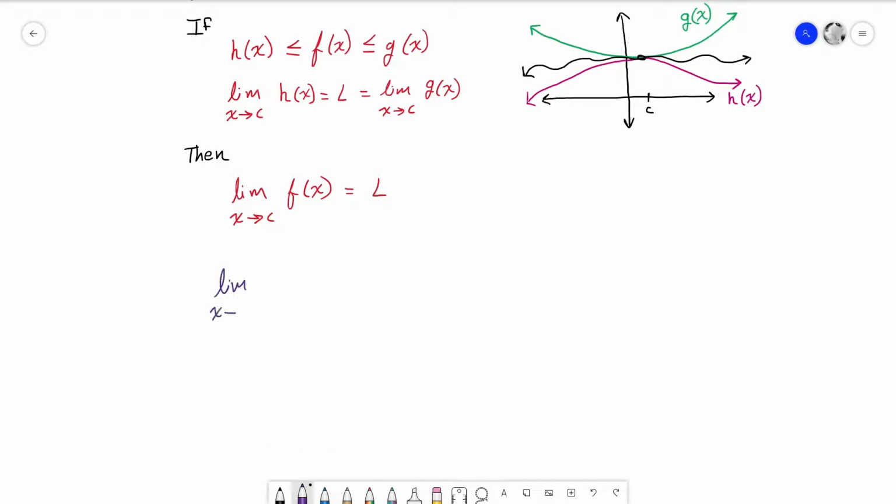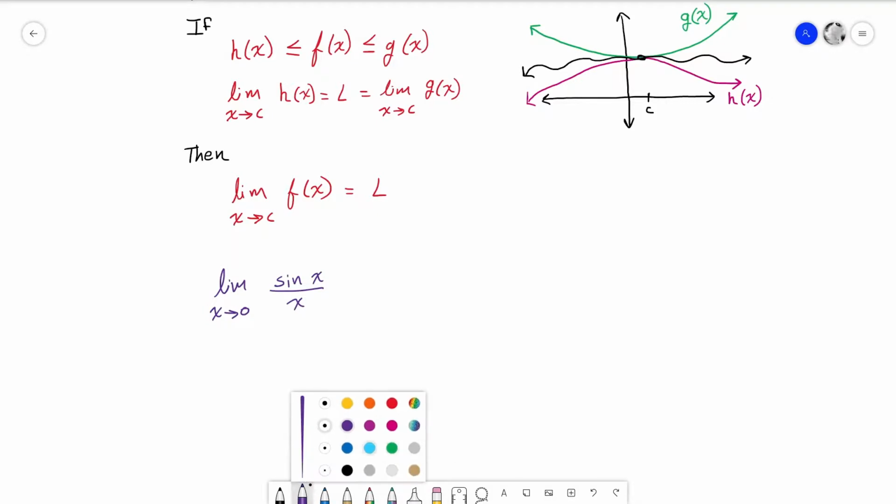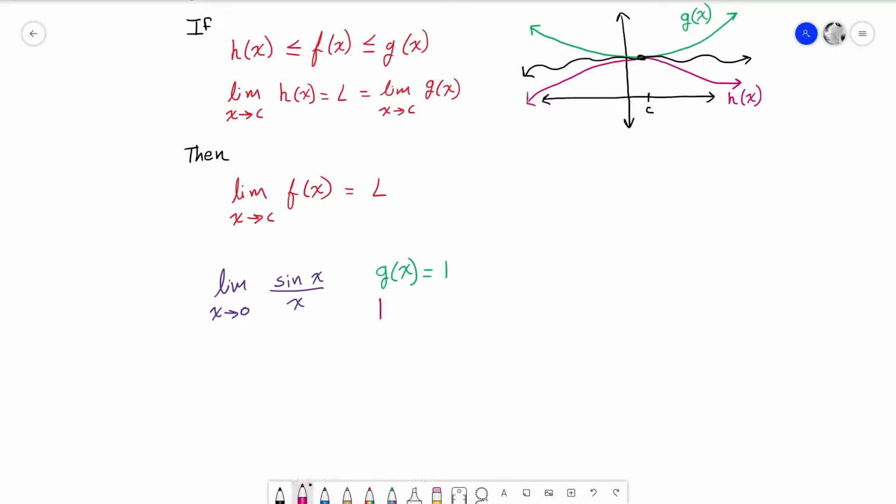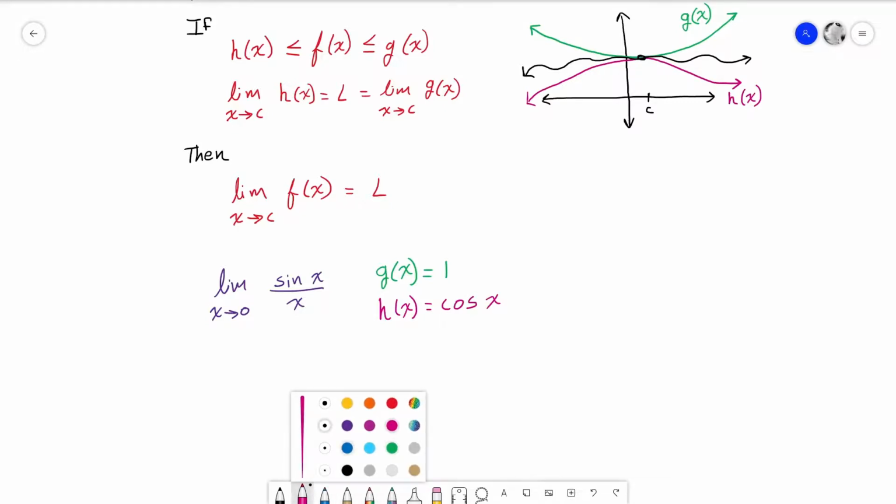So let's go back to the original limit that we were looking at. Limit as x approaches 0 of sine of x over x. Now, I know that if we set g of x equal to 1, that's going to be greater than sine of x divided by x. And if I set h of x equal to cosine of x, then that's going to be less than sine of x divided by x, at least when we're close to x equals 0.